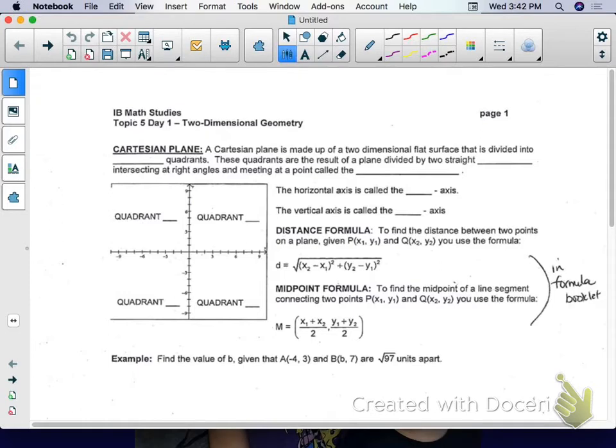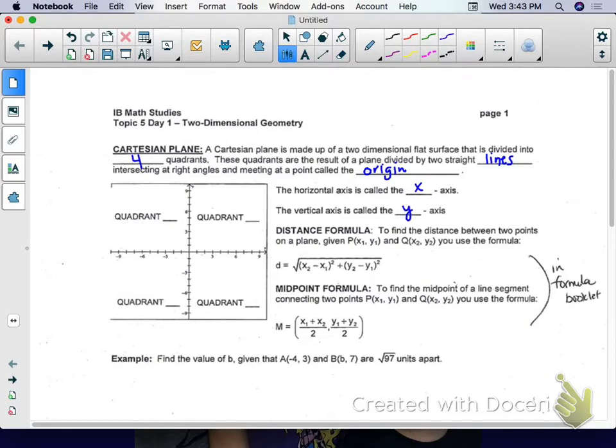about graphing something. You graph it actually on a Cartesian plane. That is made up of a two-dimensional flat surface that is divided into 4 quadrants. And those quadrants are the result of a plane divided by 2 straight lines, intersecting at 4 right angles and meeting at a point called the origin. Okay, the horizontal axis, of course, is the x-axis, and the vertical axis is the y-axis.